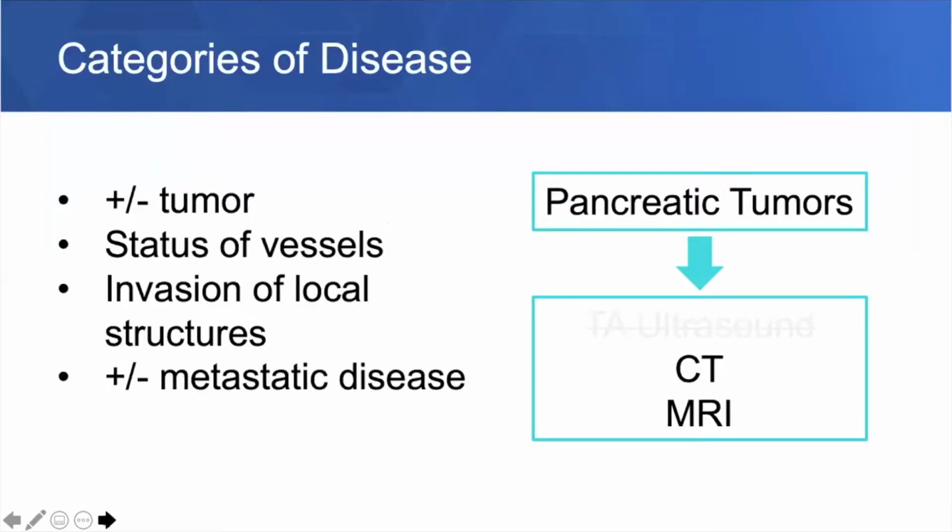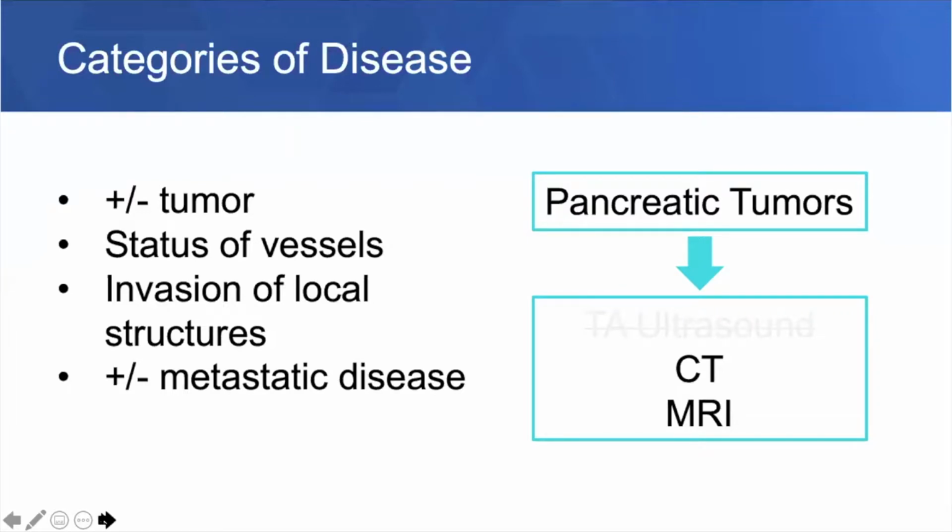Back to the categories of disease, start with pancreatic tumors. As I mentioned, CT and MRI are going to be your main modalities for imaging of pancreatic tumor. And what should you be looking for when you're imaging tumor? Obviously, we're looking for the presence or absence of tumor. But one of the critical questions is the status of the vessels, the relationship of the tumor to the blood vessels, because that has implication for surgical and medical management. And so that's where you need the imaging that you can get with CT or MRI as opposed to with ultrasound. Invasion of local structures also is critically important, and then the presence of metastatic disease. CT and MRI give you that huge field of view that you can't get with ultrasound without significant effort, and so you really do need those modalities when you're looking for metastatic disease.